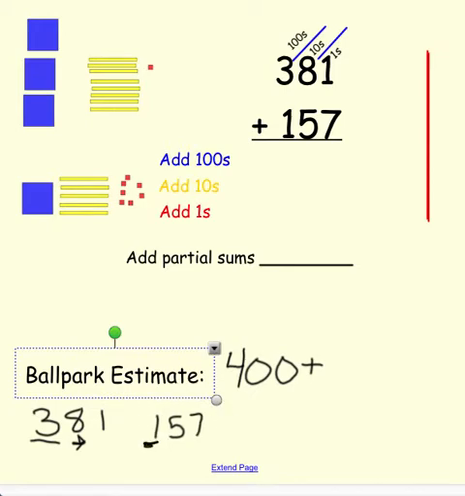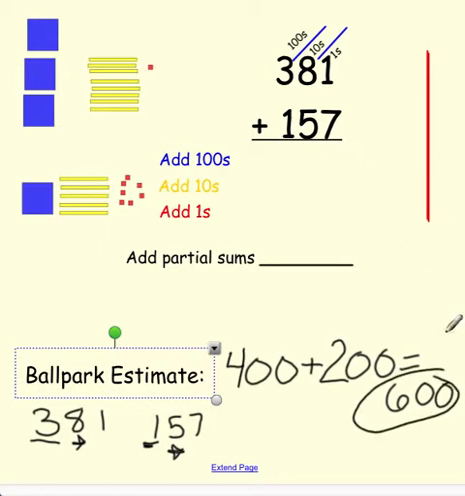I'm going to show that work down here, 157. If I want to go to the closest 100, I'm trying to decide, is 157 closer to 100 or closer to 200? I'm going to look at the tens place here to help me. Is it 5 or higher? Yes, it is. That means this 100 is going to go up from 1 to 2. And both of the numbers next to it change into zeros. My ballpark estimate then, 400 plus 200 would be 600.